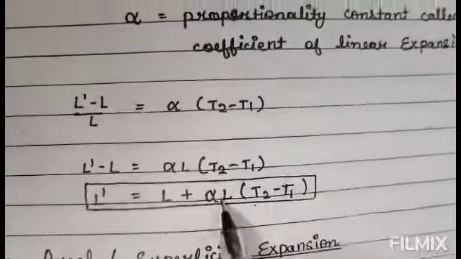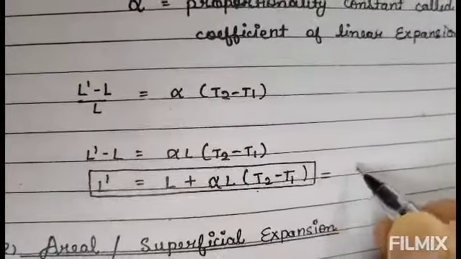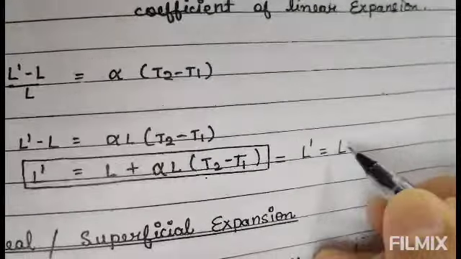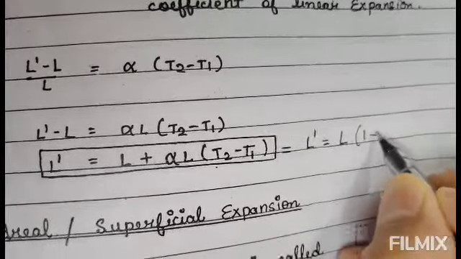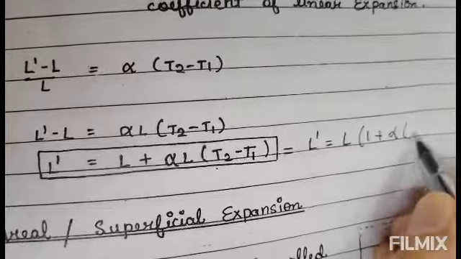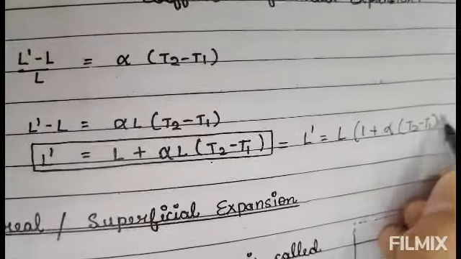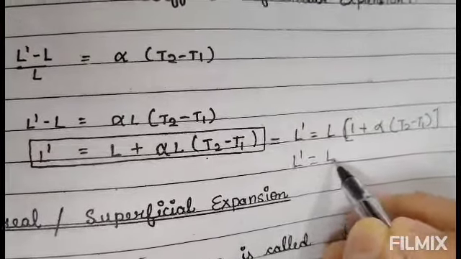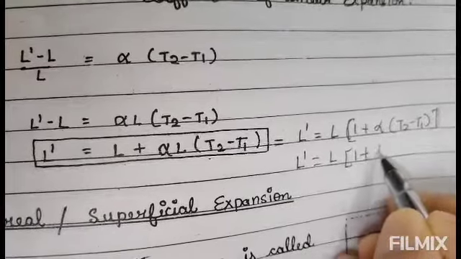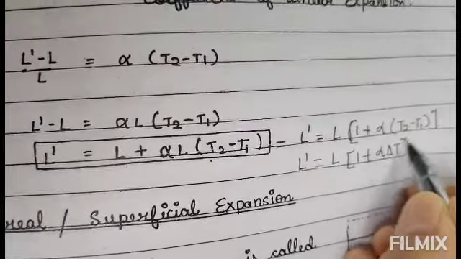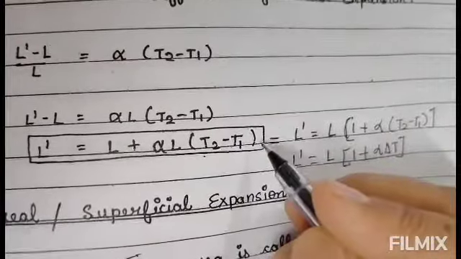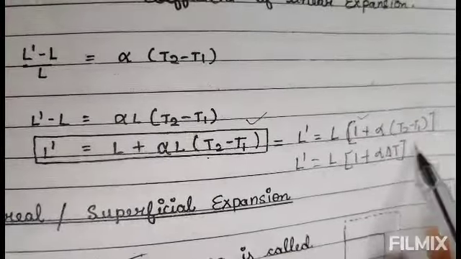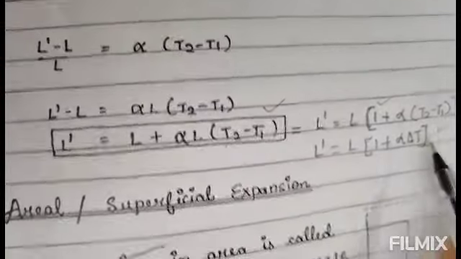Actually we can take L common here, so we can make this equation like this. L dash is equal to L, taking it common, so it becomes 1 plus alpha into T2 minus T1, or we can write this as L dash is equal to L into 1 plus alpha del T. According to the question or the case given, we will apply one of these formulas; any one formula we can apply.